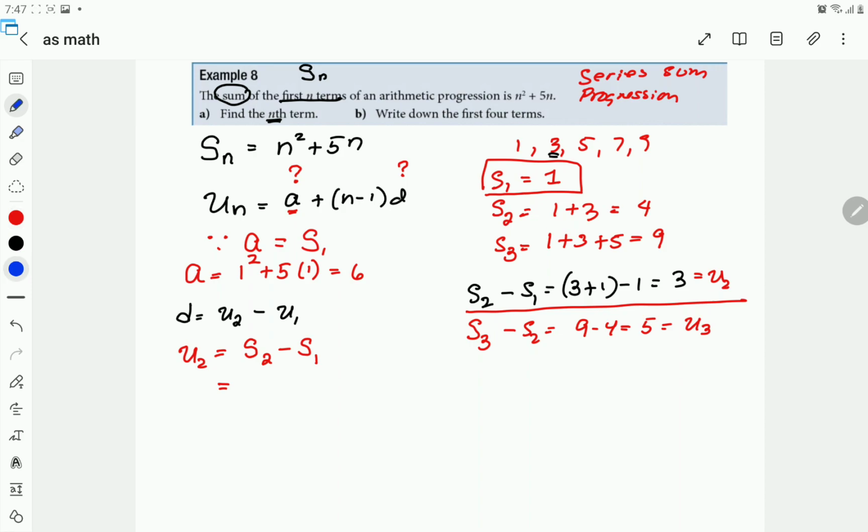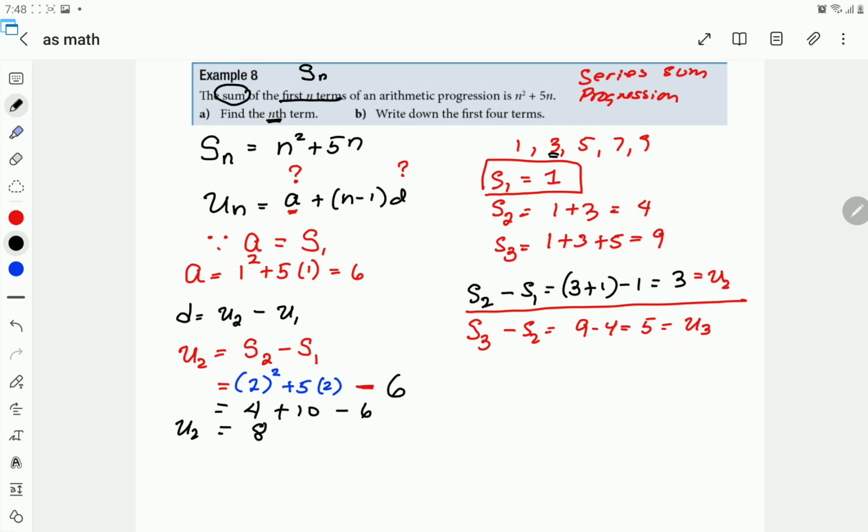So let's find the sum of 2. The sum of 2 is equal to 2 squared plus 5 times 2, minus your sum of 1. And we know that our sum of 1 is equal to 6. Let us simplify this. There is now 4 plus 10 minus 6. And what is that equal to? That is equal to 8. Now, our u sub 2 is equal to 8.